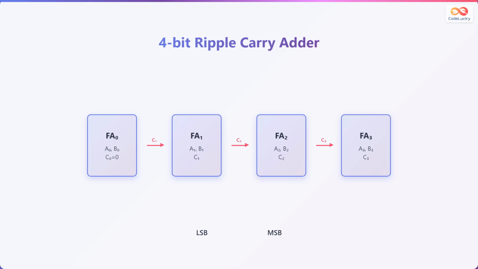Here's a block diagram of a 4-bit ripple carry adder. It consists of 4 full adders: FA0, FA1, FA2, and FA3. FA0 takes inputs A0, B0, and carry in, which is 0. FA1 takes inputs A1, B1, and carry 1. FA2 takes inputs A2, B2, and carry 2. FA3 takes inputs A3, B3, and carry 3. Carry 1, carry 2, and carry 3 are the carry outs from the previous stages. FA0 is the least significant bit, and FA3 is the most significant bit.